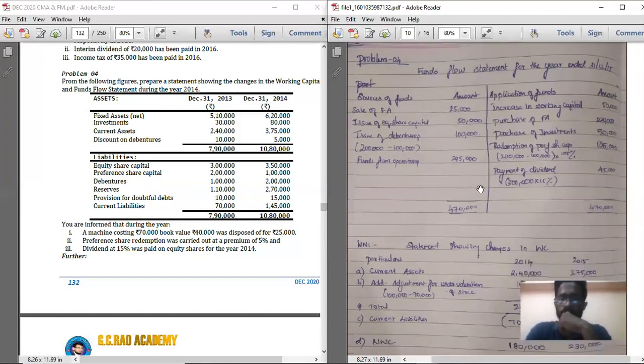So just start the sum now. I have given you the explanation of how to solve this problem number 4. First, working out number 1, that is changes in working capital. In that, under current assets, you should add 10,000 because there is some undervaluation of stock.